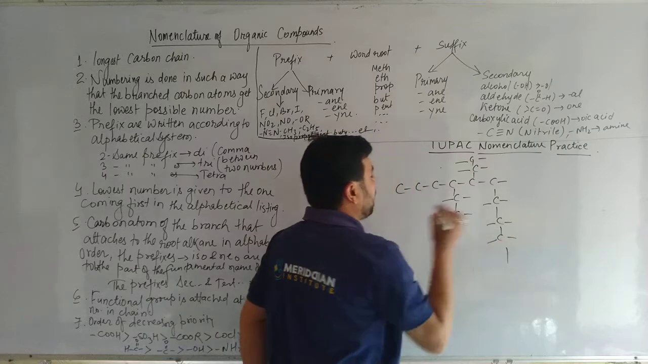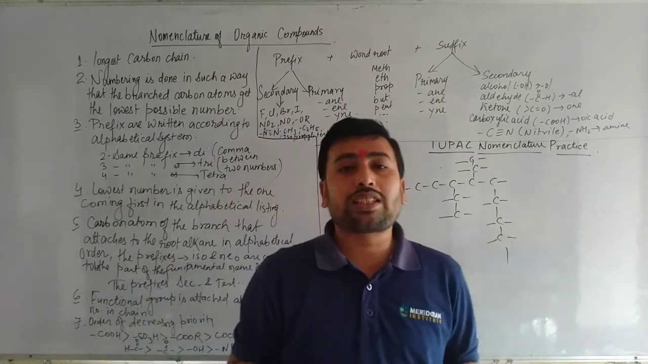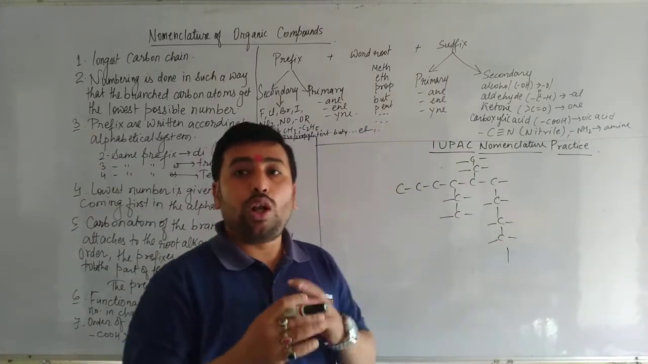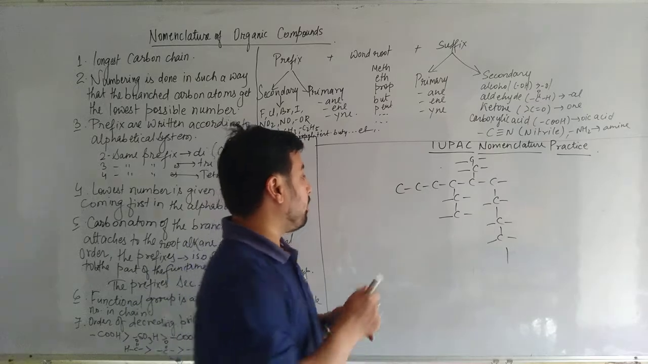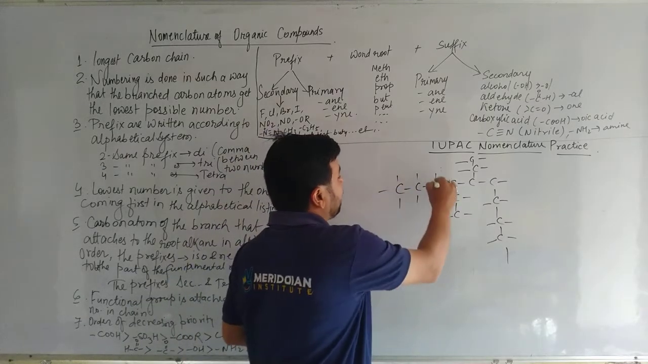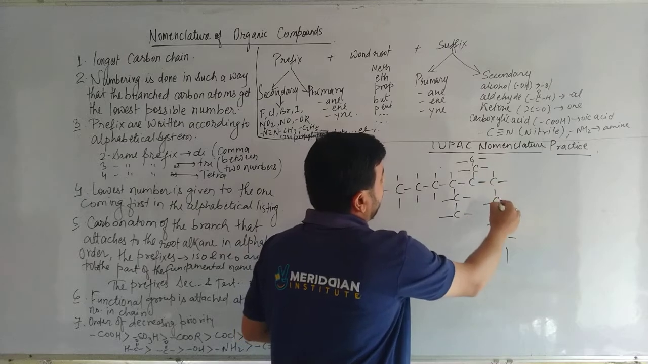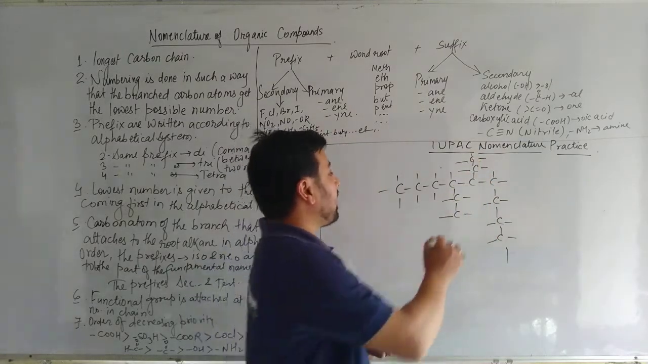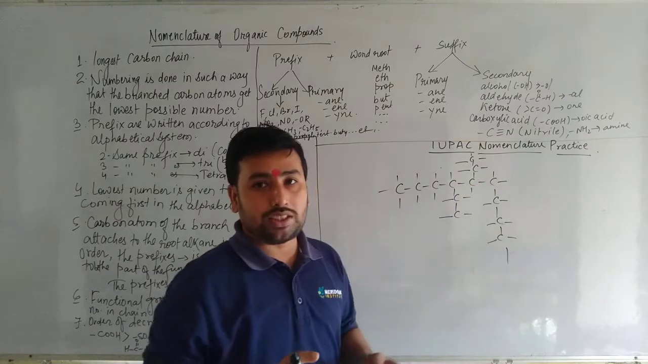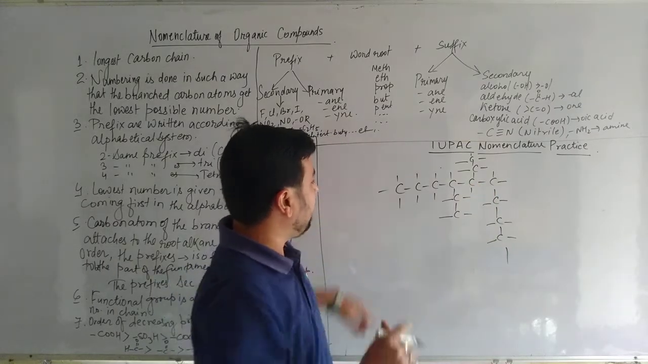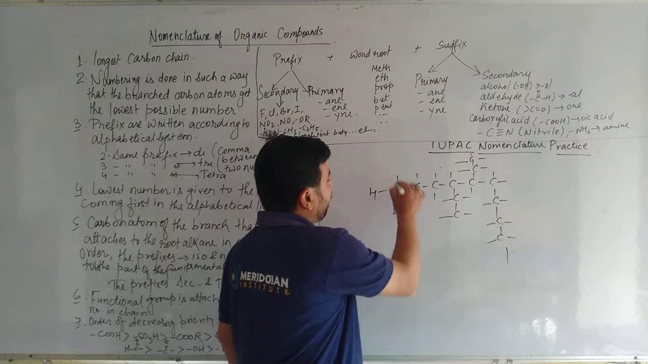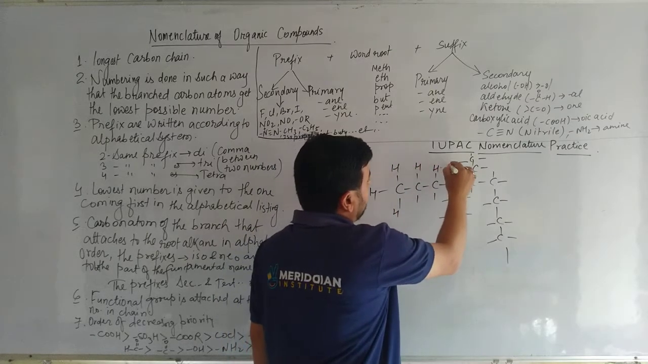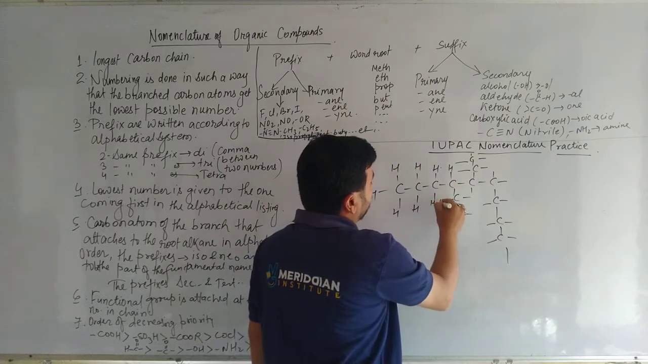From which side will you count here? The first thing is that the longest carbon chain should come. Each and every carbon will have valency 4. Don't forget to remember that each and every carbon has 4 valency. Each and every carbon will have 4 bonds, which means here you can see hydrogen will be there everywhere. So if I ask you from which side we should count.